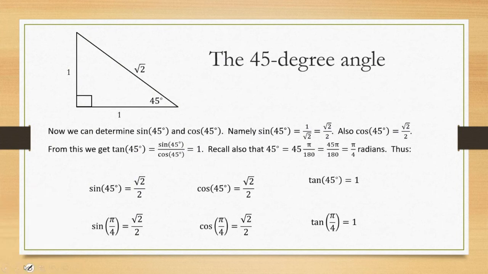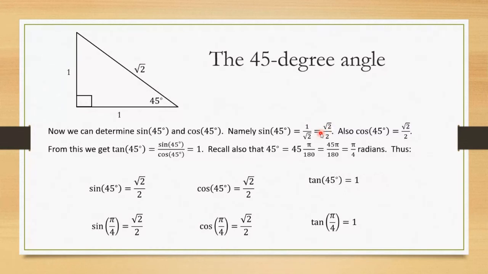Namely, wait, actually I made a mistake. There we go. Sine of 45 degrees, what is that going to be? Well, that's opposite over hypotenuse, which is 1 over the square root of 2, as so. Now, this is not wrong to leave it like this, 1 over the square root of 2. What people do, though, is they rationalize the denominator. And again, that just means they rewrite this so that the denominator has no square roots in it. Well, to get from here to here, you multiply top and bottom by the square root of 2.